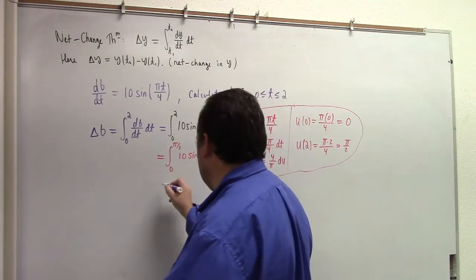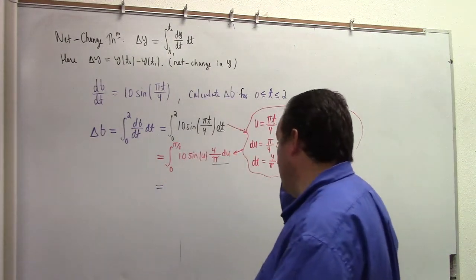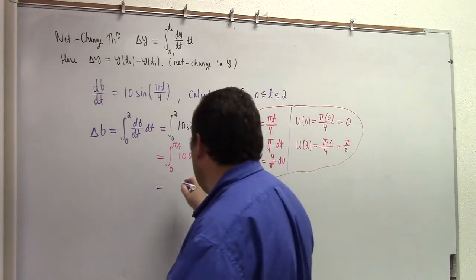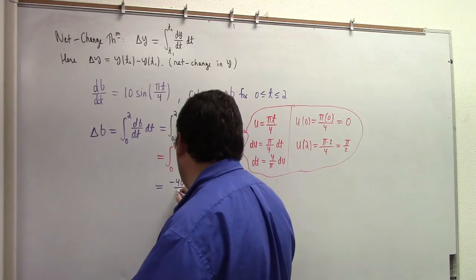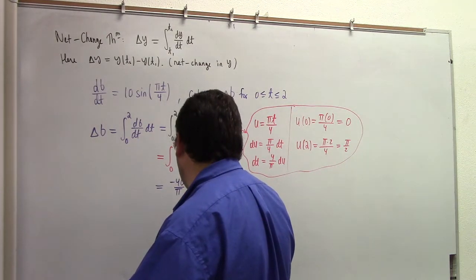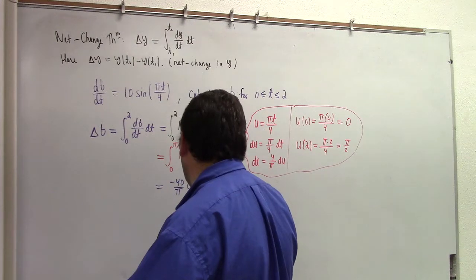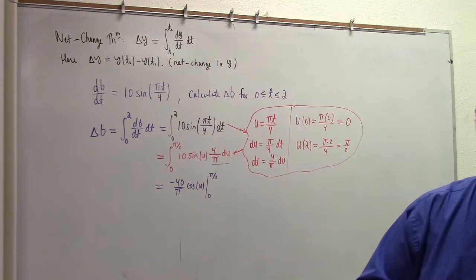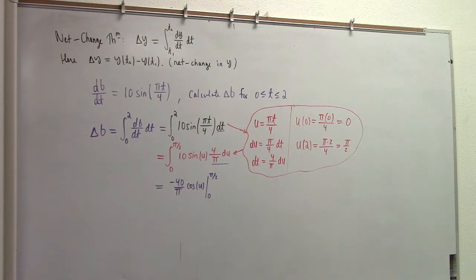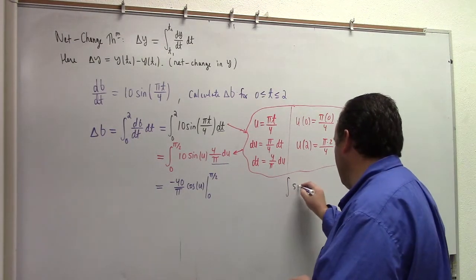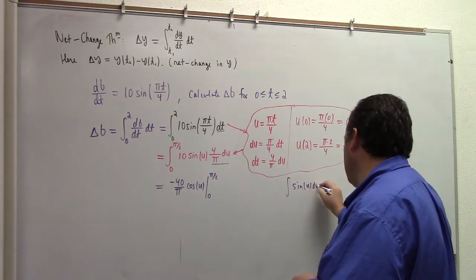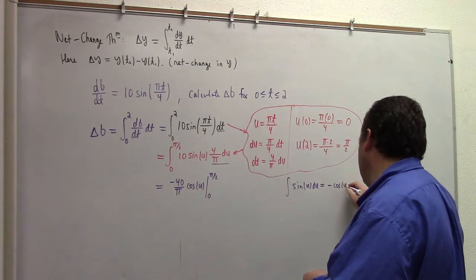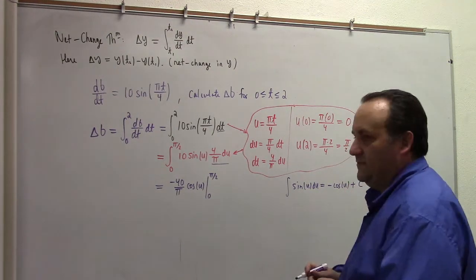So can you integrate that? Well, minus 40 over pi cosine of u, right? Agree? Disagree? What do you think? Well, I guess so, but I don't know how. Well, what's the integral of sine? Cos. Right. So all I'm doing is that the integral of sine of u du is minus cosine of u plus a constant, generally speaking.